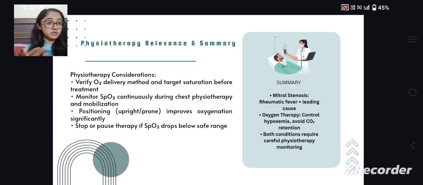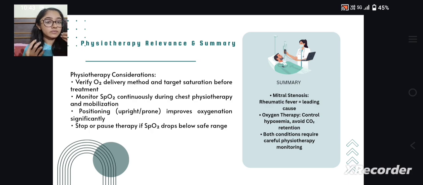So what will be the physiotherapy relevance for it? Why do we need to know this? First of all, while treating a patient having these two, we will have to verify the O2 delivery method and target saturation before the treatment starts.